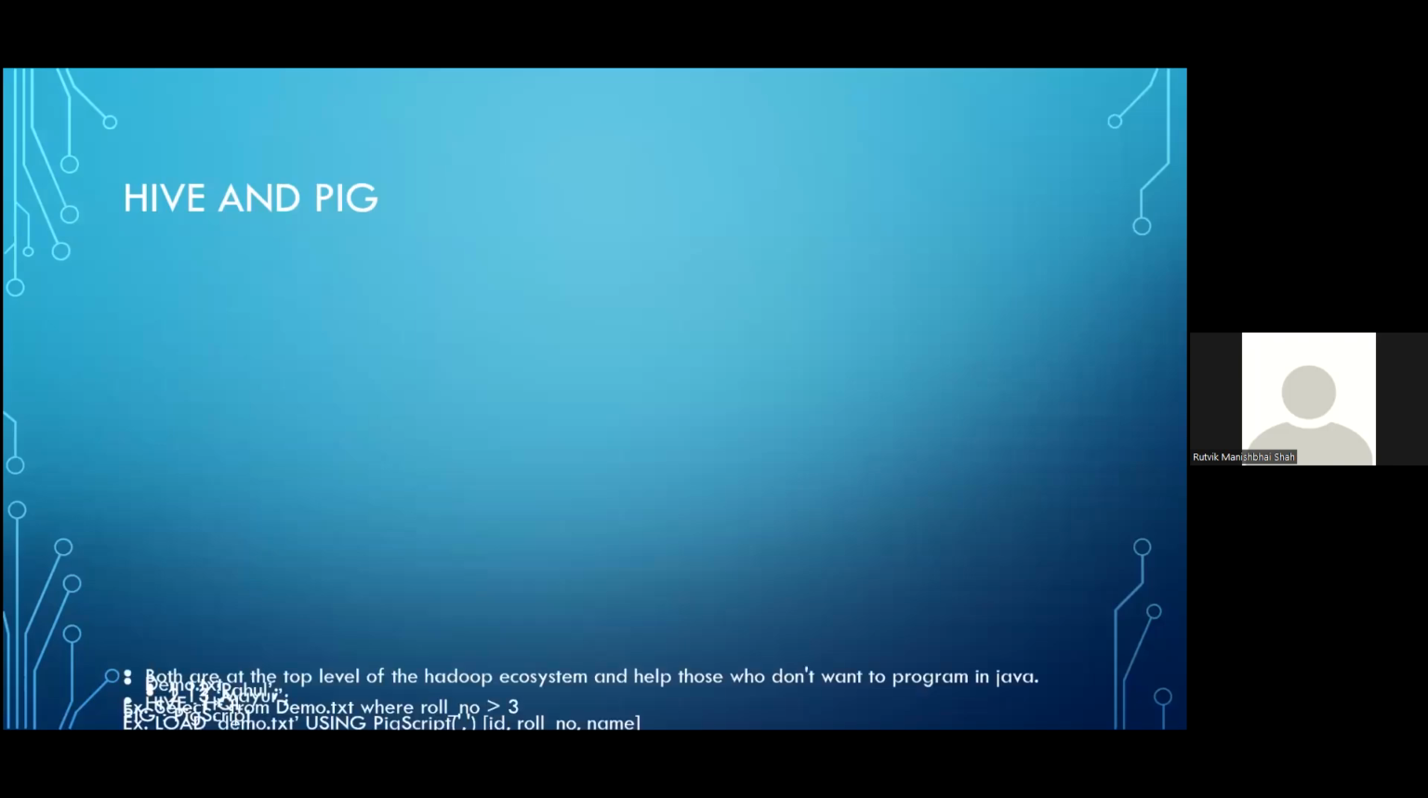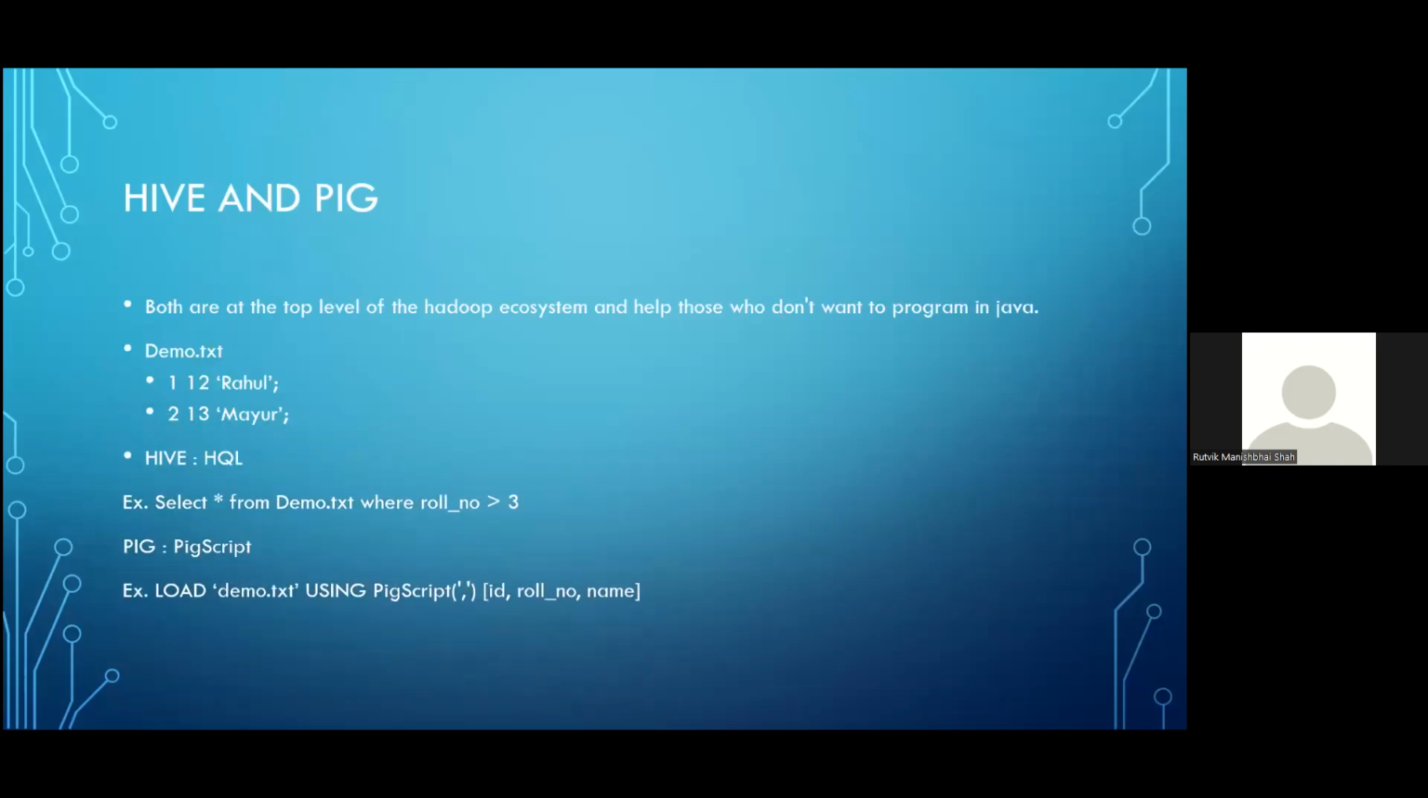There are also other scripting languages on top of the three major components, that is Hive and Pig. These are both used by someone who doesn't want to code in Java, since the whole Hadoop system is written in Java. So these two languages provide more flexibility. In the example, we can see that we've got demo.txt, in which we have two data fields.